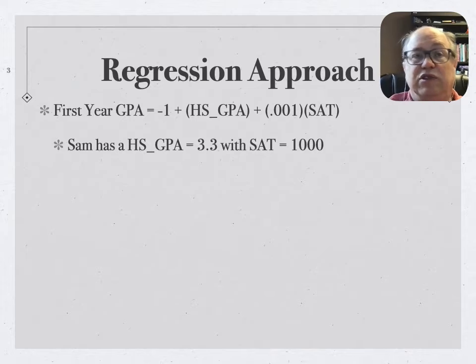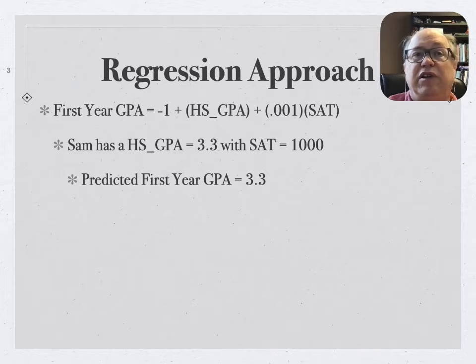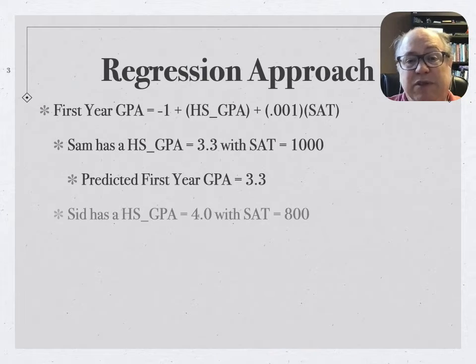So Sam has a high school GPA of 3.3 with an SAT of 1,000. You apply the equation to it, and you're going to get a predicted GPA of 3.3. Let's walk through it a little bit. High school GPA, first thing we do is subtract 1 from it. Now it becomes 2.3, and then we add to that 1,000 multiplied by 0.001, and that's really 1,000 divided by 1,000, and what you end up with is 1. The 1 you took away you add back because of the high SAT, and there you go, you got a 3.3 predicted for Sam, and 3.3 is probably a value you would accept.